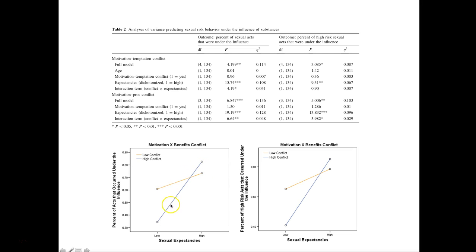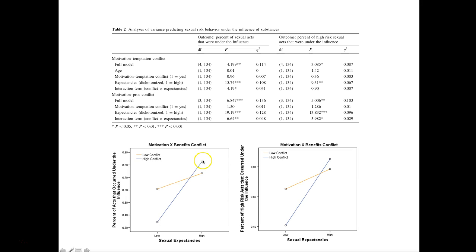But if you're high in conflict, this blue line here, if you're high in conflict and high in expectancies, you're having 80-something percent of your sexual acts, these are anal sex acts, under the influence of alcohol or drugs. And so if you are high in conflict, these expectancies really matter. So when we're looking at this outcome, we're interested in the combined effect of conflict and expectancies. And for our hypotheses, we were interested specifically in this group who are high in expectancies and high in conflict.